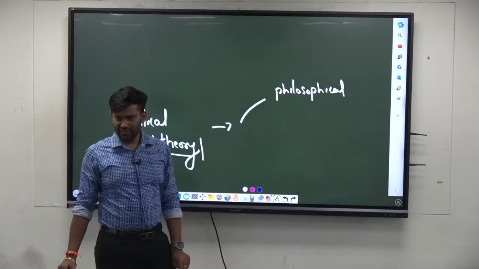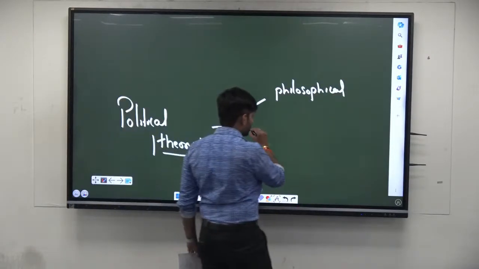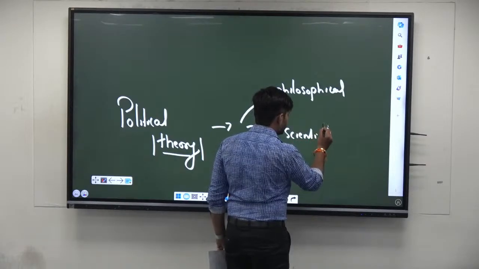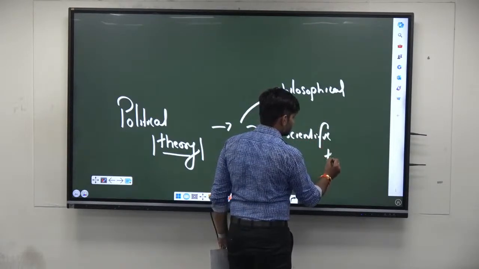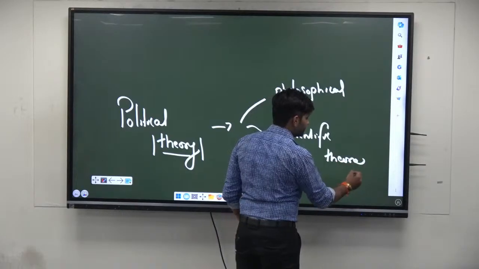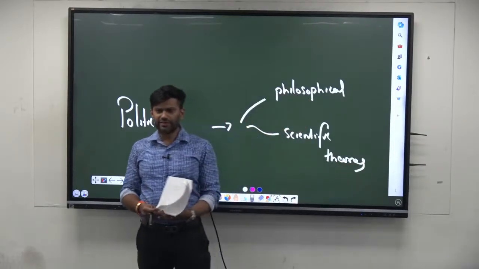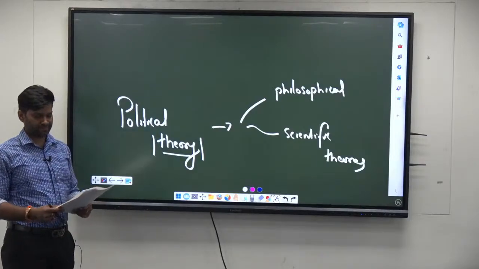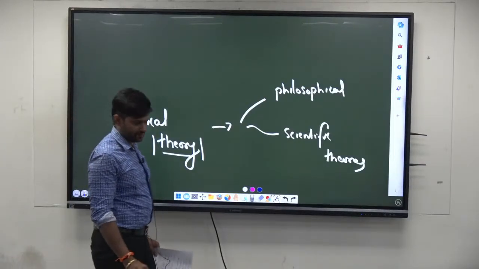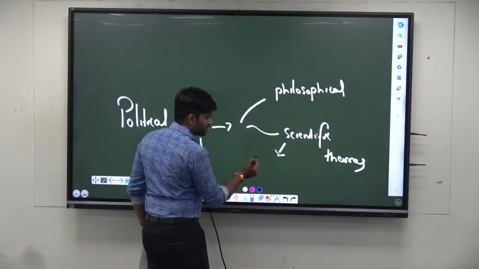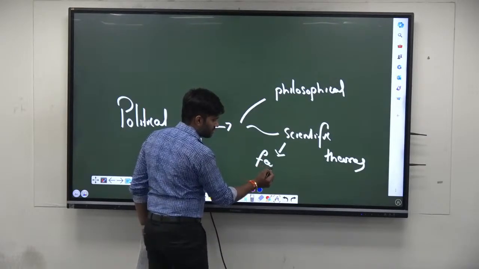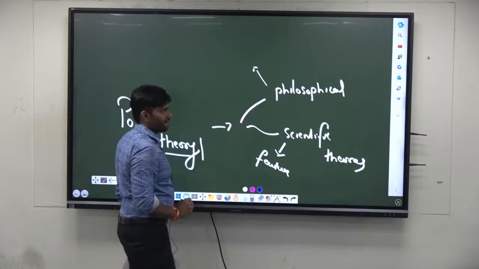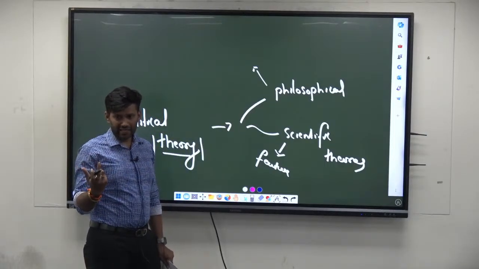One is philosophical theories. The other is scientific theories. So what is the difference between a philosophical theory and a scientific theory? This is factual and this is, so basically you can use a technical word.